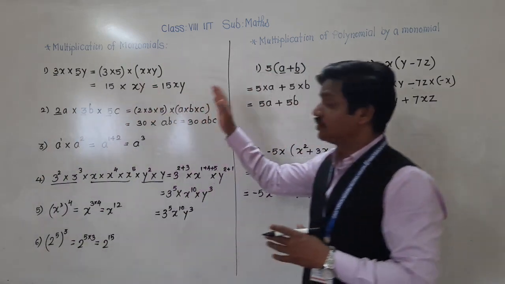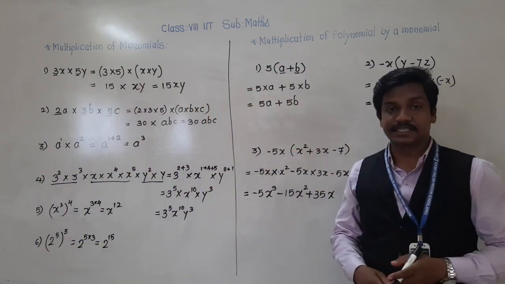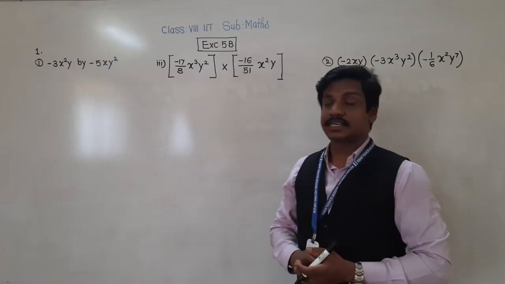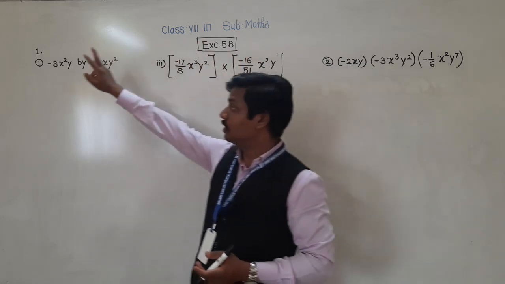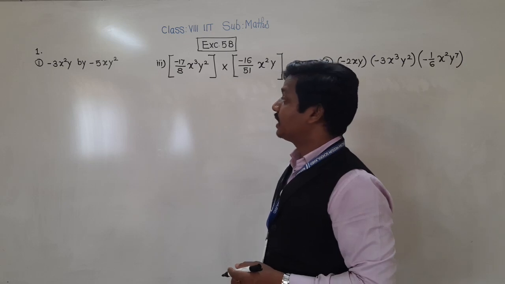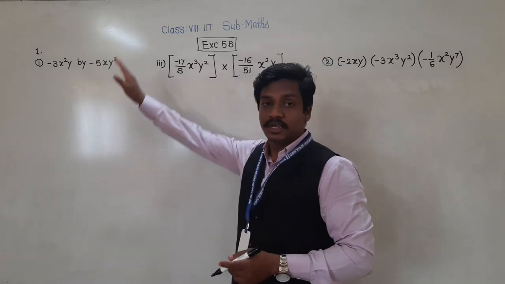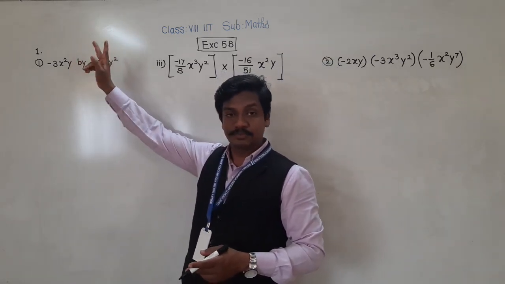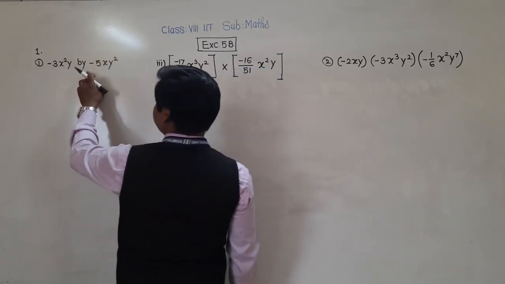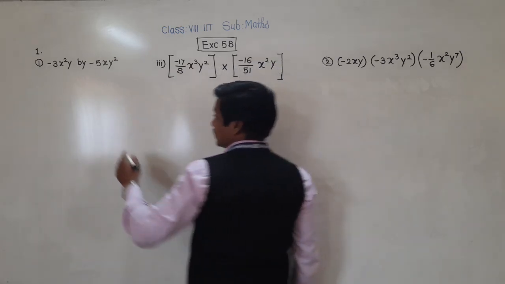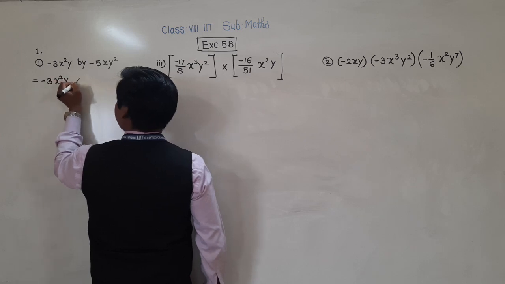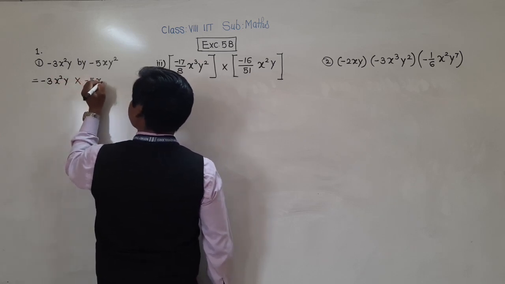Both the concepts I hope you have understood. Now we are going to solve exercise 5b which is based on these concepts. Let us see exercise 5b, question number 1. In that, the first example is minus 3x square y by minus 5xy square. Actually we have to find the product here. So minus 3x square y multiplied by minus 5xy square. Let us first write that in the form of the product.